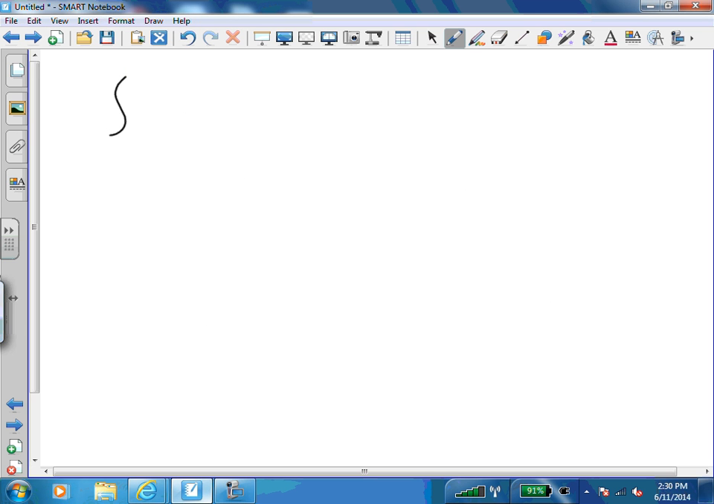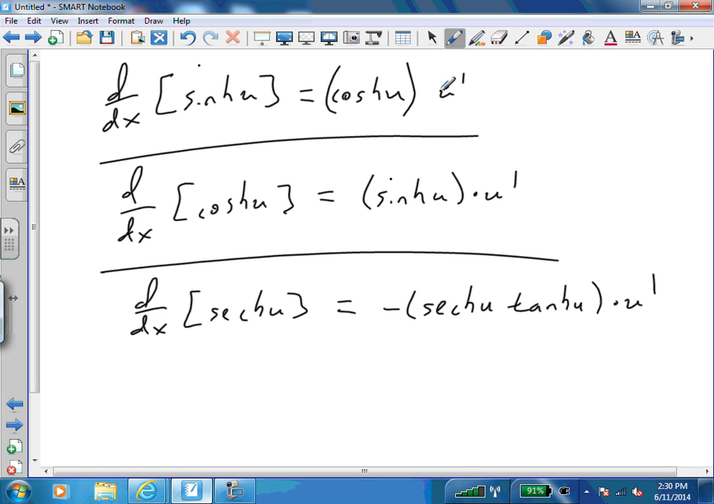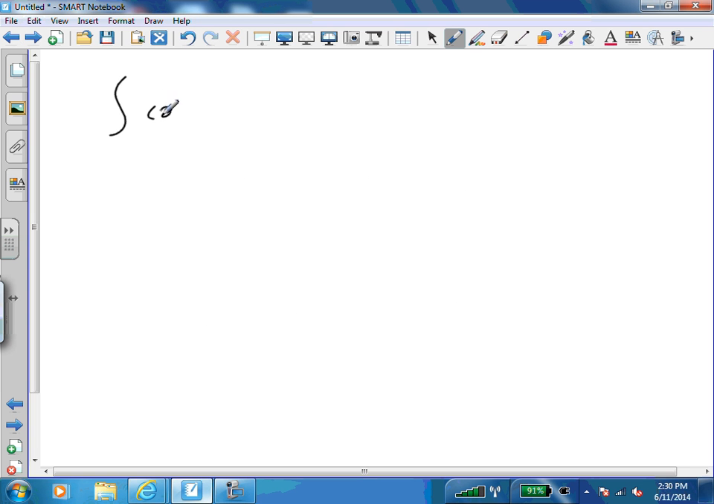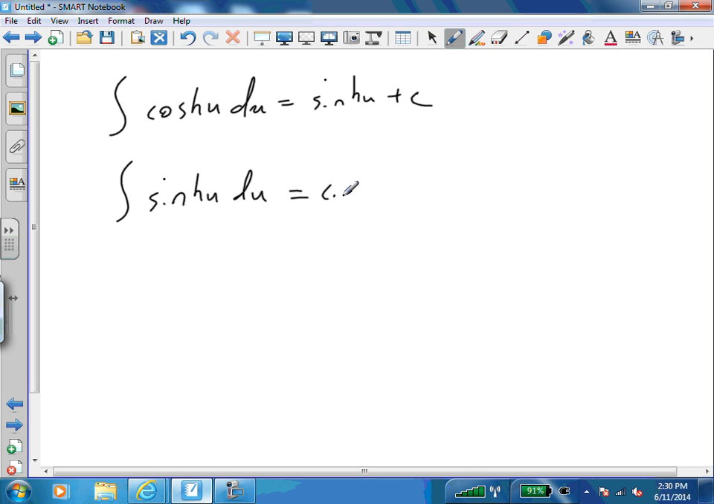integrals, our antiderivatives, are just the opposite of these. So the antiderivative of hyperbolic cosine is hyperbolic sine. The integral of hyperbolic sine is hyperbolic cosine. The integral of hyperbolic secant squared is hyperbolic tangent.